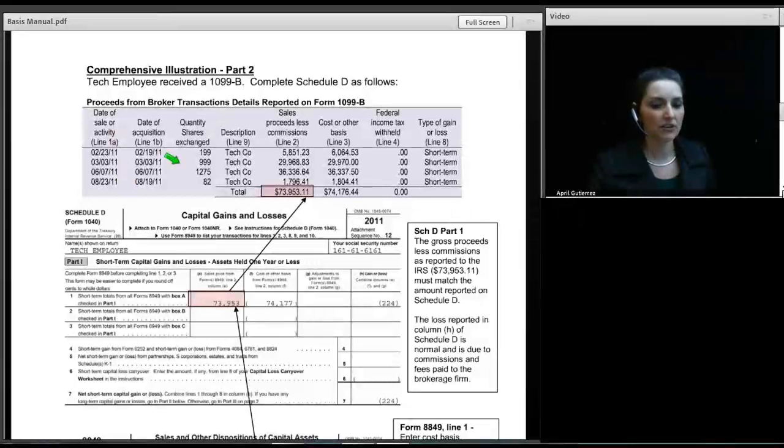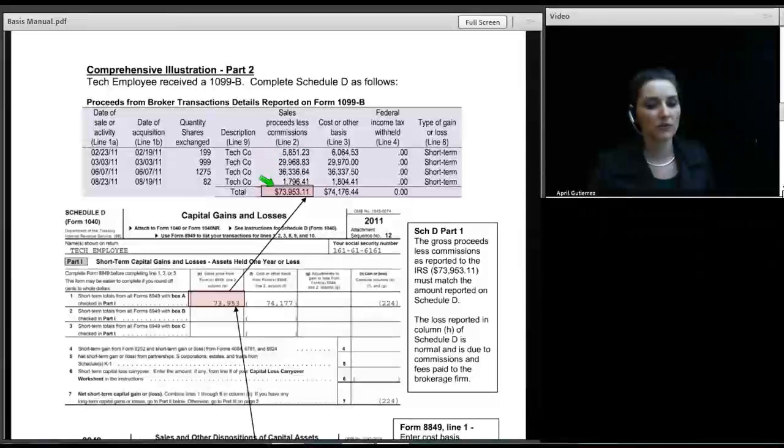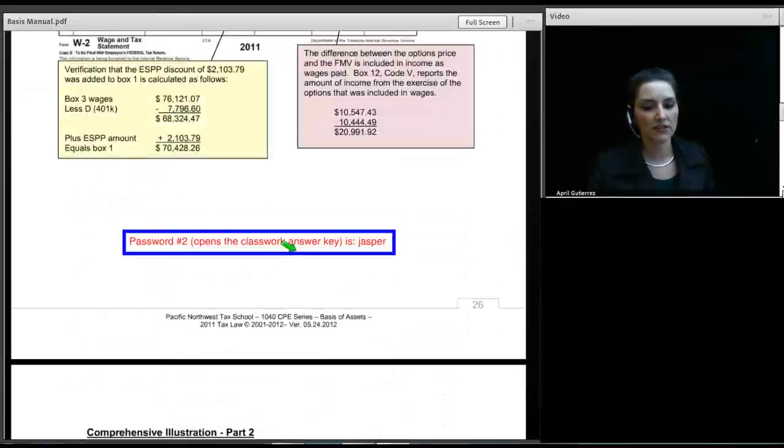Then we have the share quantities exchanged, and we have the description. And all of these lines are matching up with the boxes on the 1099-B. So if the 1099-B says that the description should be in box 9, then the substitute 1099-B should say that this was the amount that would have been in line 9 if we'd given you that box. And then we have the sales proceeds less commissions, line 2. And these are the amounts that all of those shares were sold for. And we get $73,953.11. And if you compare that to the cost, each of these cost items is a perfect match to the numbers we had up in here.